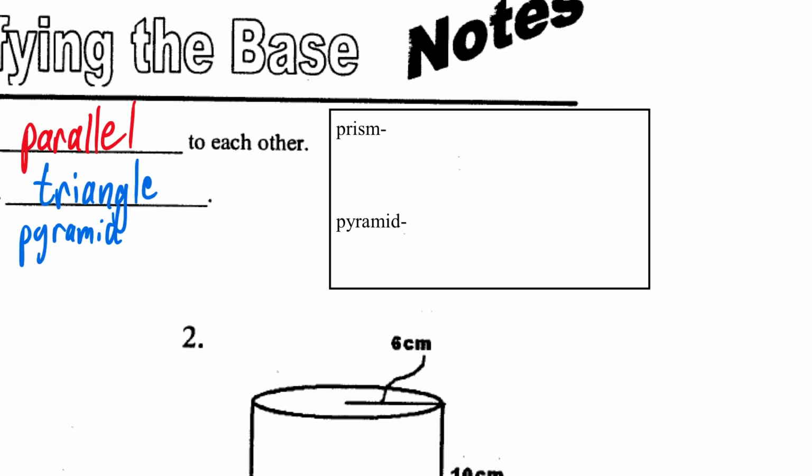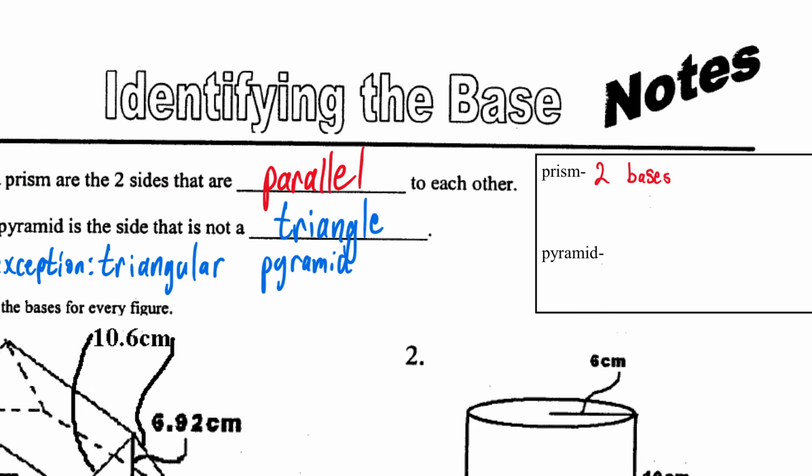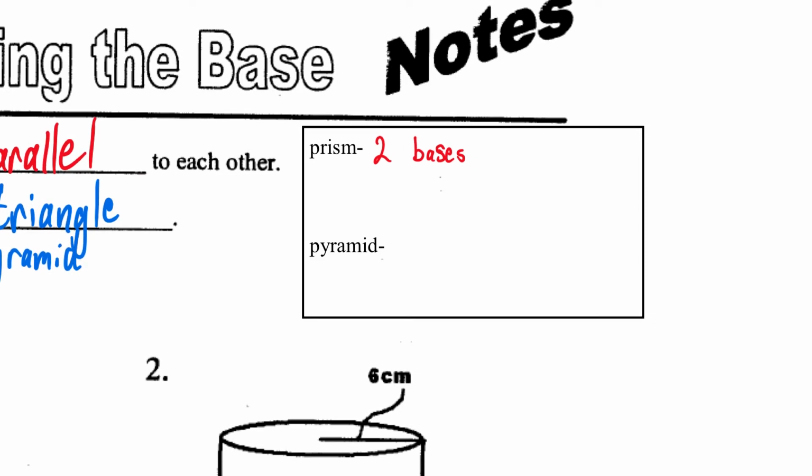Okay, we talked about this yesterday, but I just want to reemphasize it. A prism always has two bases. Like I said, right next to there, it's the two sides that are parallel to each other. A pyramid only has one base. Okay, another way to tell the difference between a prism and a pyramid is that a prism has rectangular faces, where a pyramid has triangular faces.